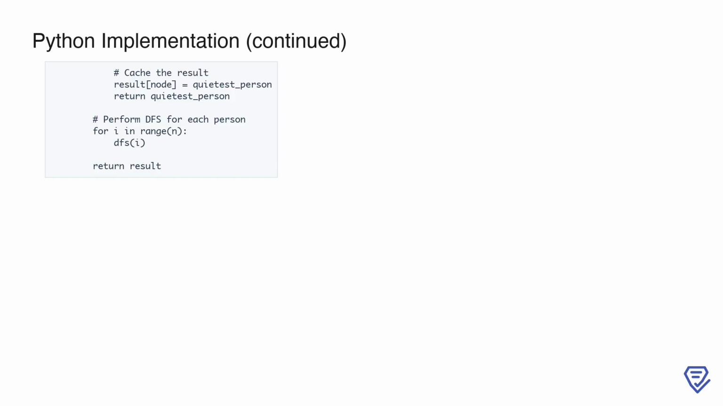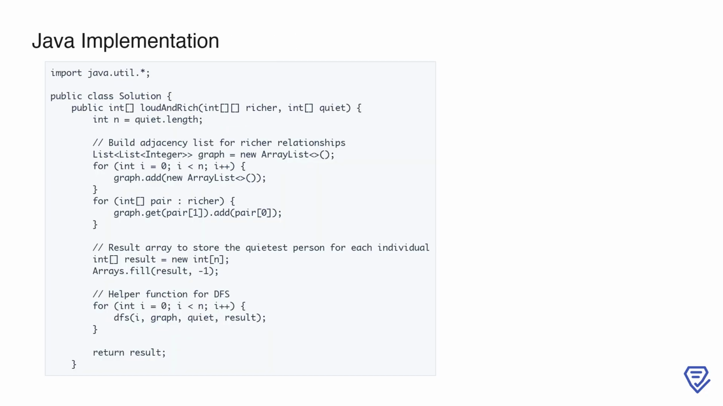At the end, we return the result array as the solution. This approach ensures that we efficiently traverse the graph and leverage caching to reduce redundant computations. Here, we are implementing the problem using Java. To start, we import the necessary packages and define our solution class.